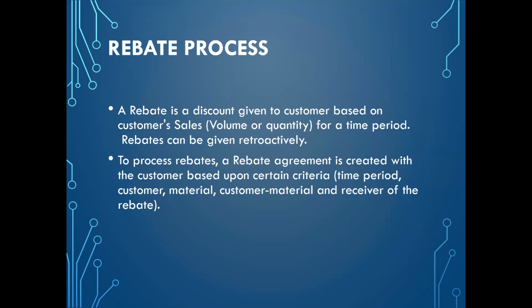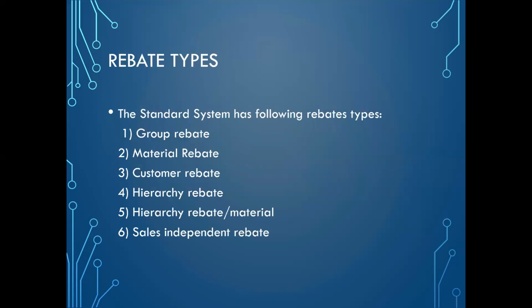To process rebates, a rebate agreement is created with the customer based upon certain criteria like time period, which customer I would like to give it to, whether for distributors, wholesalers, for certain materials, or for certain customers only for specific materials. It depends on what kind of rebate the customer is receiving. So let's try to understand this. What kinds of rebates do we have?